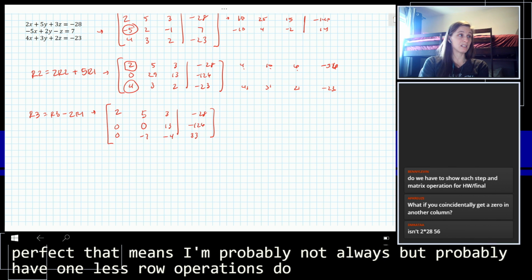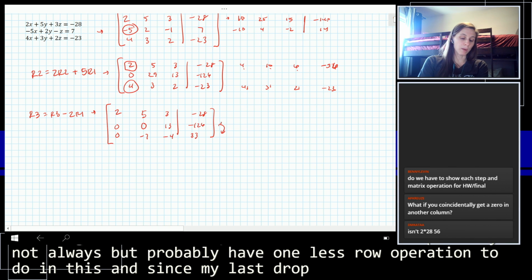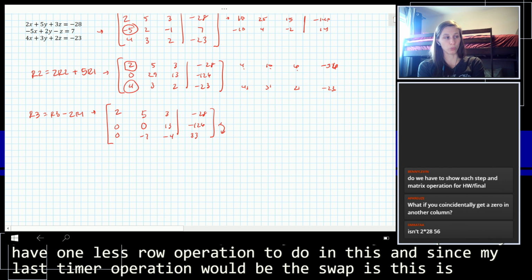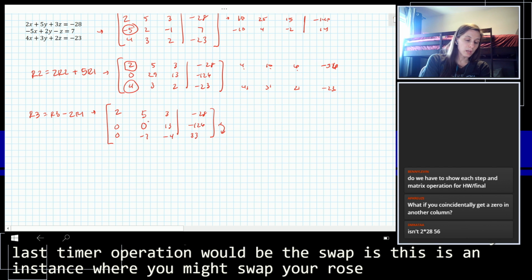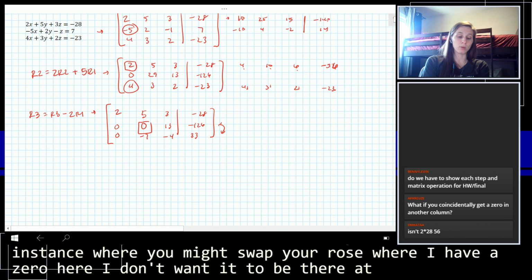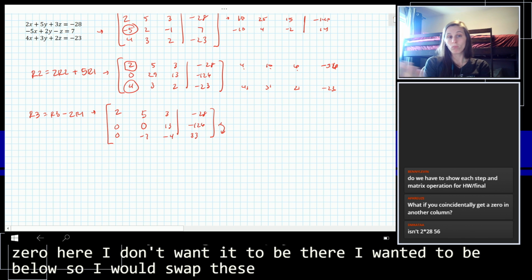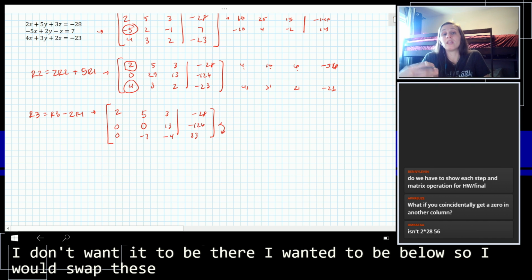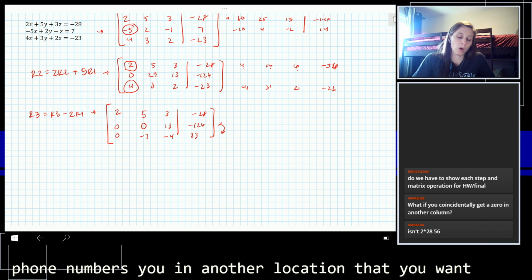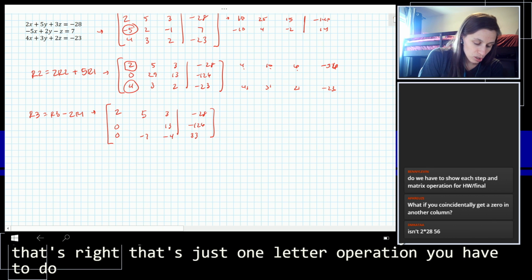In this instance, my last row operation would be to swap these. This is an instance where you might swap your rows. Where I have a zero here, I don't want it to be there. I want it to be below, so I would swap these. So if you end up with another zero in another location that you want, that's great. That's just one less row operation you have to do. I didn't get a zero, though. I got a 29.